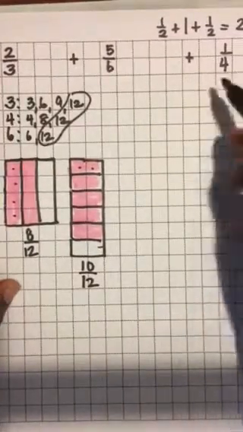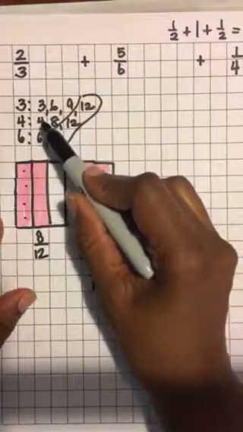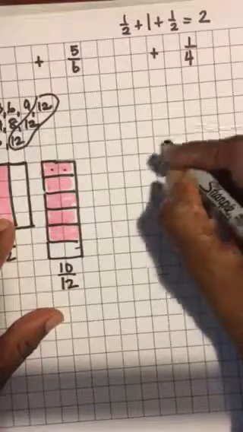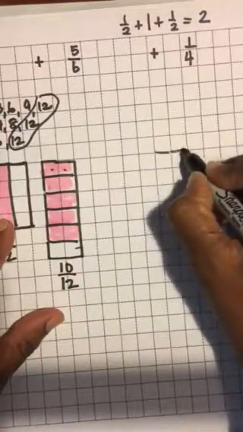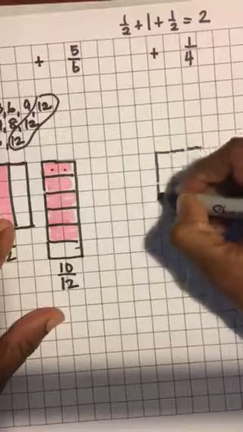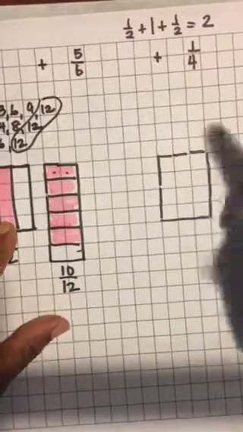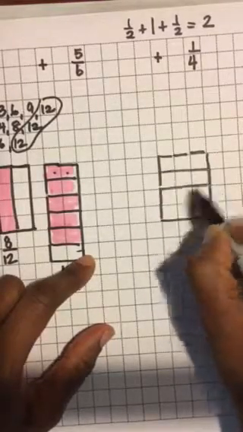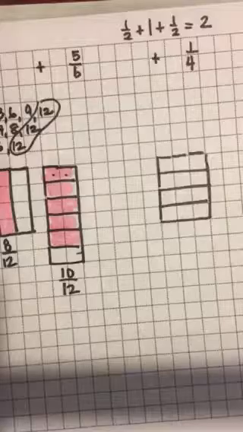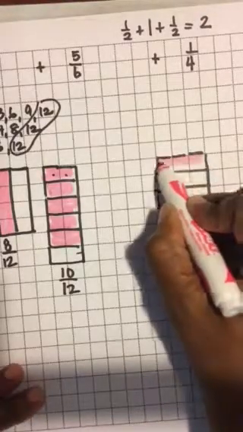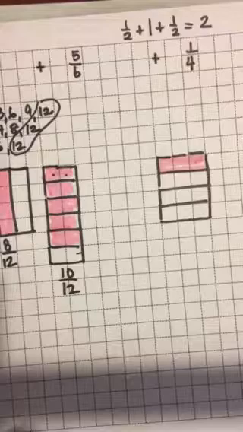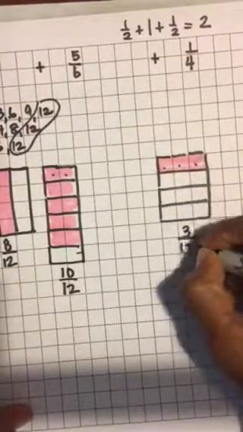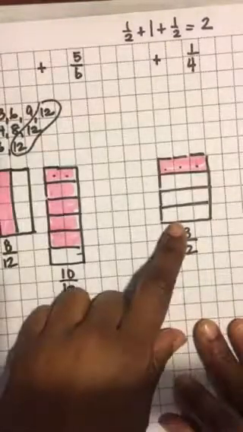All right, now 1/4. What do 4 and 12 have to do with each other? Well, 4 times 3 gives me 12. So I'm going to make a 4 by 3 to model the 1/4. 1, 2, 3, 1, 2, 3, 4. And because I'm modeling 1/4, I need to partition this shape into 4 equal pieces. 1/4, 2/4, 3/4, 4/4. And I need to shade in 1/4. 3, 6, 9, 12. So 1/4 is equivalent to 3/12.